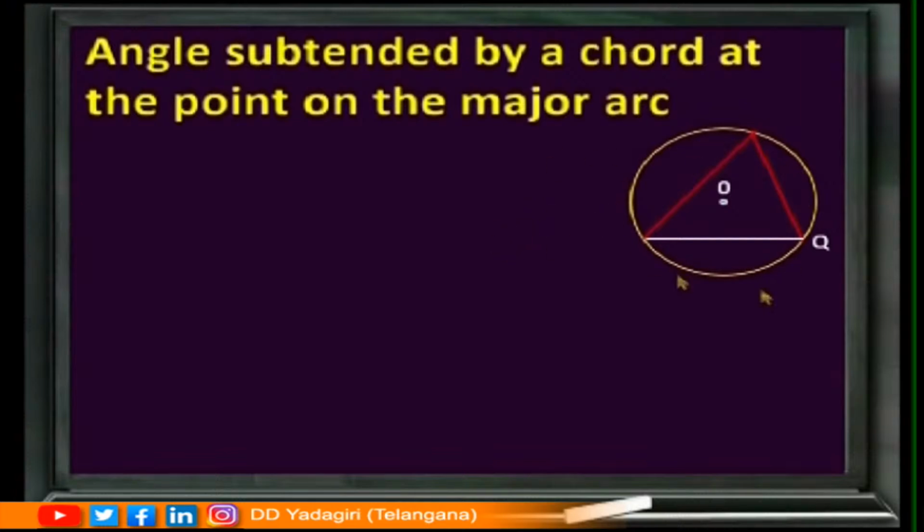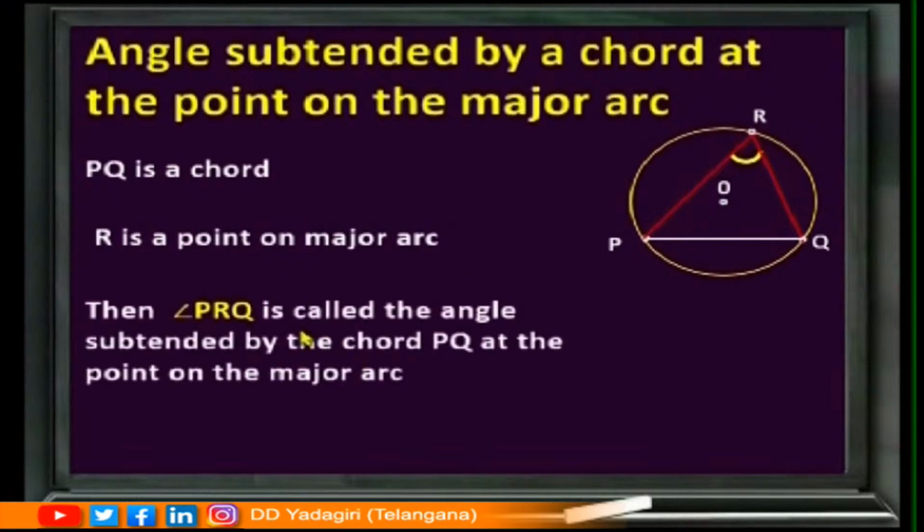Now, the angle subtended by a chord at a point on the major arc. This is a circle, PQ is a chord, and R is a point on the major arc. PRQ is an angle. PQ is a chord, R is a point on the major arc. Then PRQ is called the angle subtended by the chord PQ at the point on the major arc.